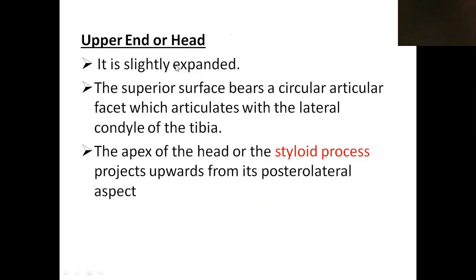So it is the head, the upper end. Now we will see the features of the upper end. The upper end is expanded. The superior surface bears one circular articular surface, which articulates with the lateral condyle of the tibia. Now another point. The apex of the head, meaning the upper end, is otherwise known as the styloid process.